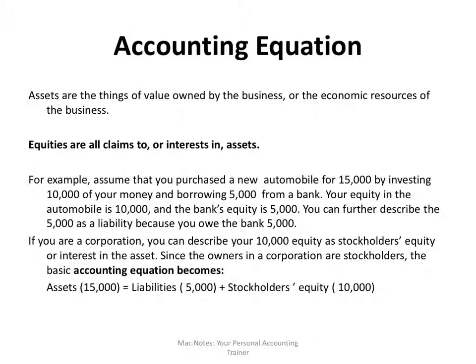So the basic balance sheet equation, when you follow this example, assume you purchase a new automobile for $15,000 by investing $10,000 in your own money and borrowed $5,000 from the bank. Your equity in the automobile is $10,000. The bank's equity is $5,000. You can further describe that $5,000 as a liability. So assets equal equity. If you're a corporation, you describe the $10,000 equity as a shareholder's equity or interest in the asset. So the balance sheet equation: assets on one side of the equal sign equal liability plus shareholder's equity. That's called the accounting equation.